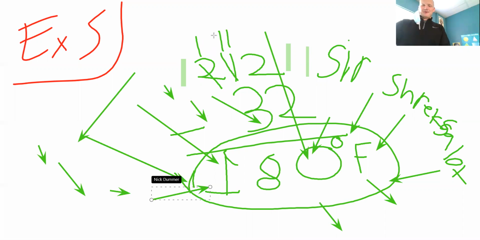Stop writing on my board with all these arrows, all this nonsense. What was the one area you couldn't get rid of? Where was that?